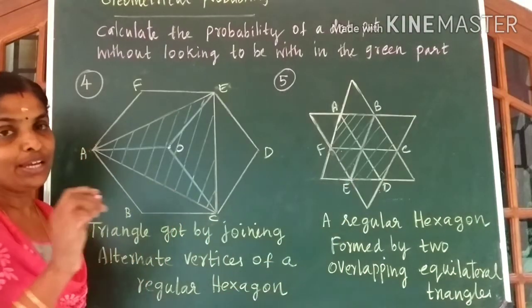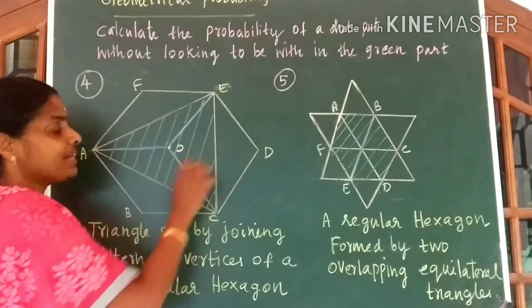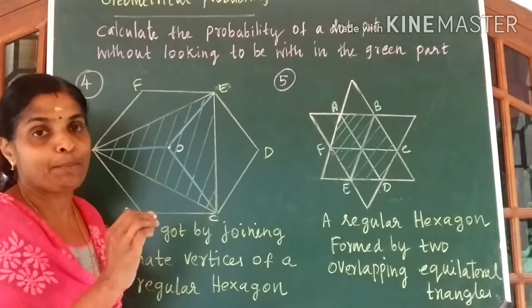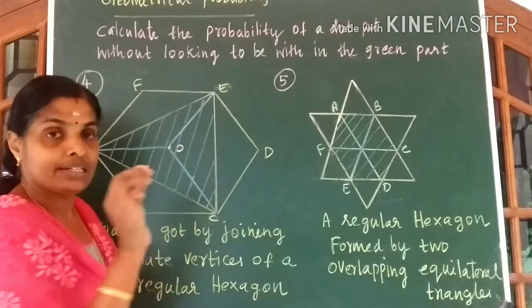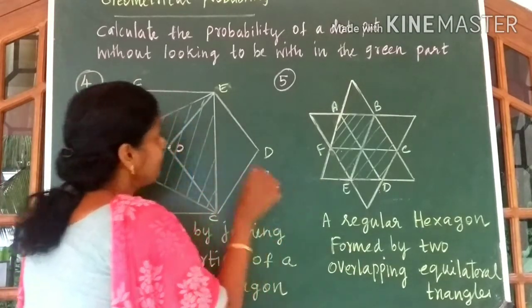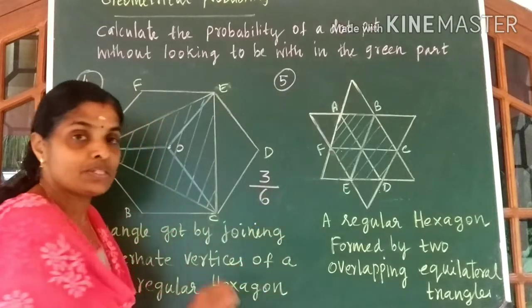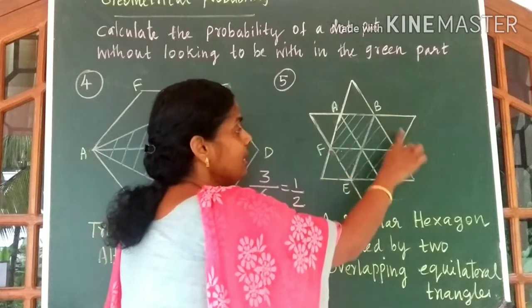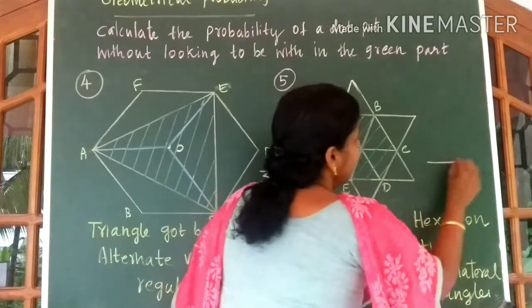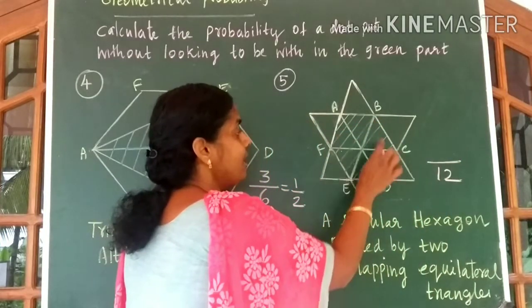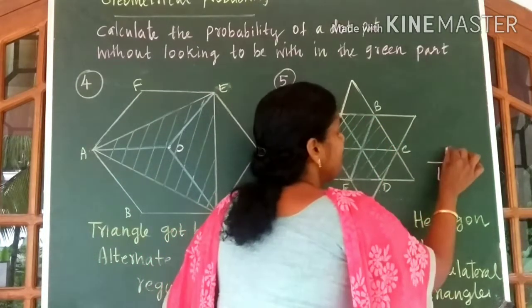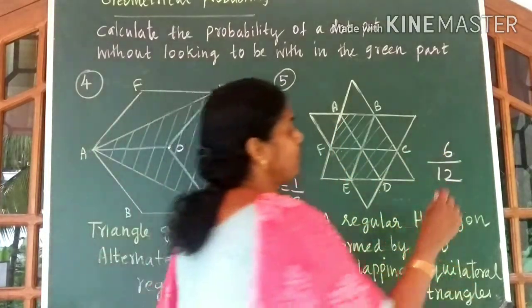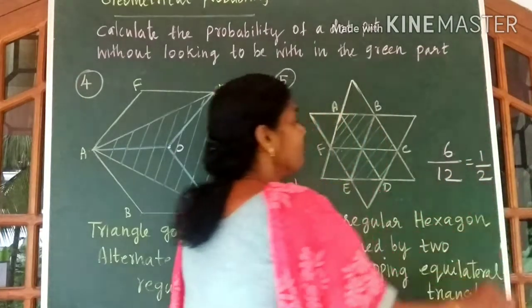So, the first figure, you can see 6 equal triangles. So, the probability of a dot being within the shaded portion is equal to shaded triangles are 3. So you get 3 out of total number of triangles is 6. So the answer 1 divided by 2. And in this case, you can see 12 triangles totally and 6 triangles are shaded. So we get the probability of a dot being put in the shaded region is equal to 6 by 12, which also simplifies to 1 divided by 2.